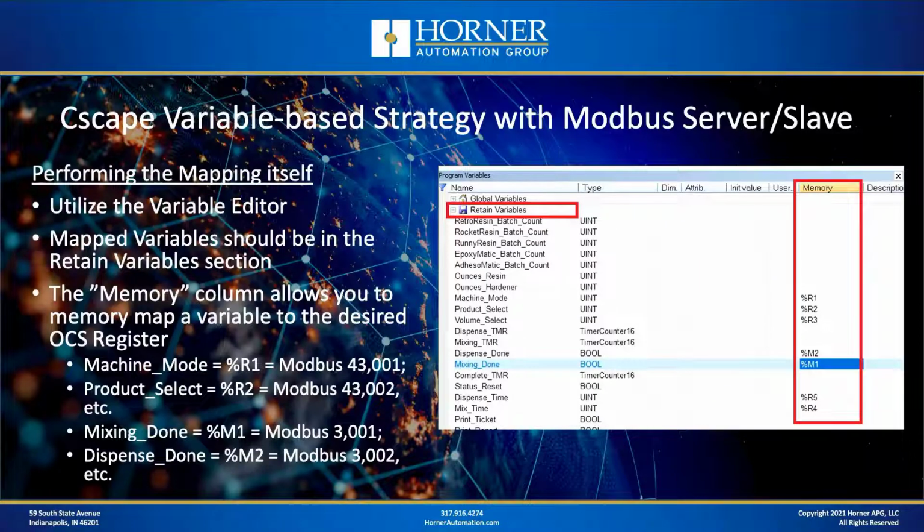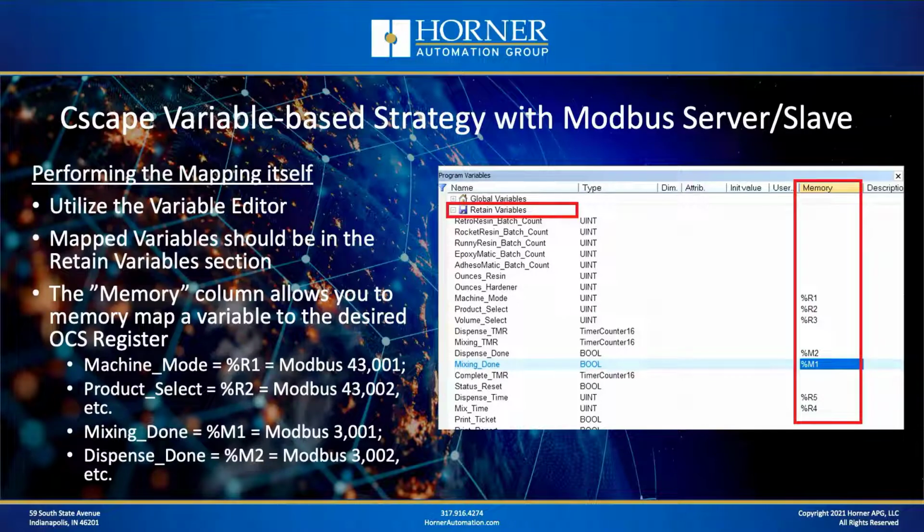Okay, now let's talk about performing the mapping itself. How do I take my variable that I just created, that's a tag or a variable, and actually map that to a specific OCS memory location? Normally, I don't need to worry about that if all I'm doing is creating internal variables, which is the bulk of what I'm doing in my program.